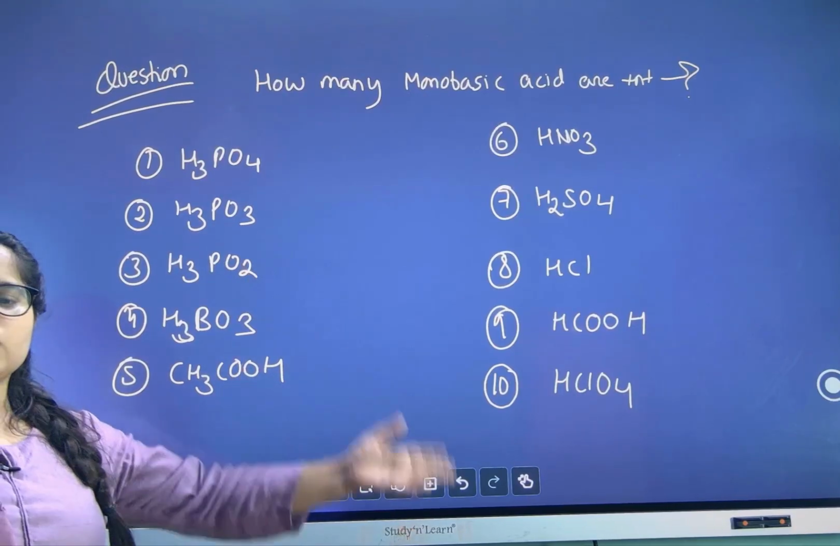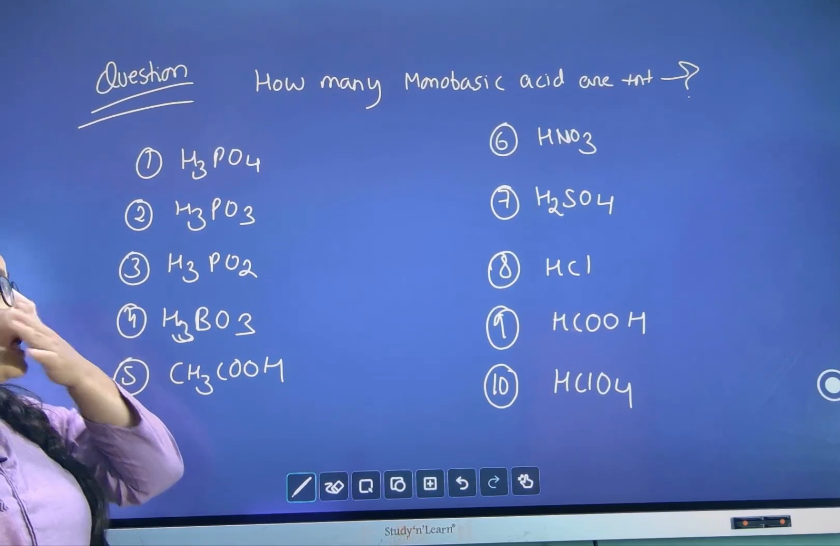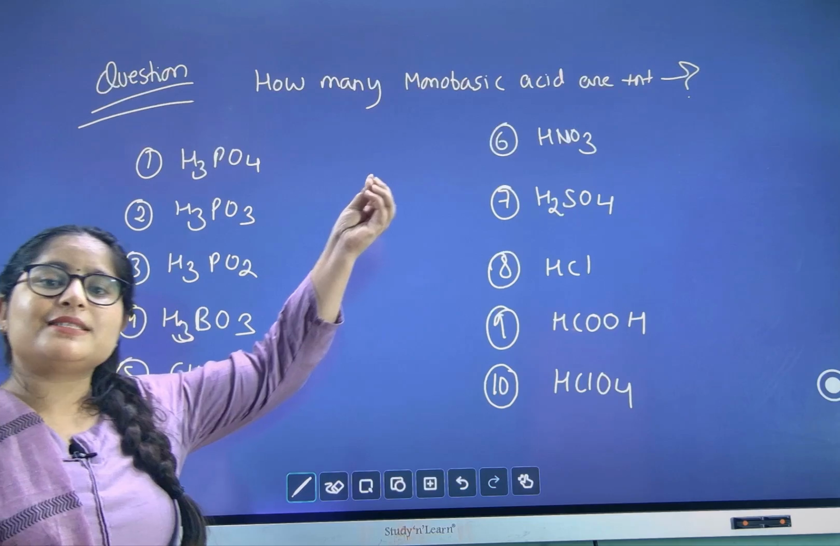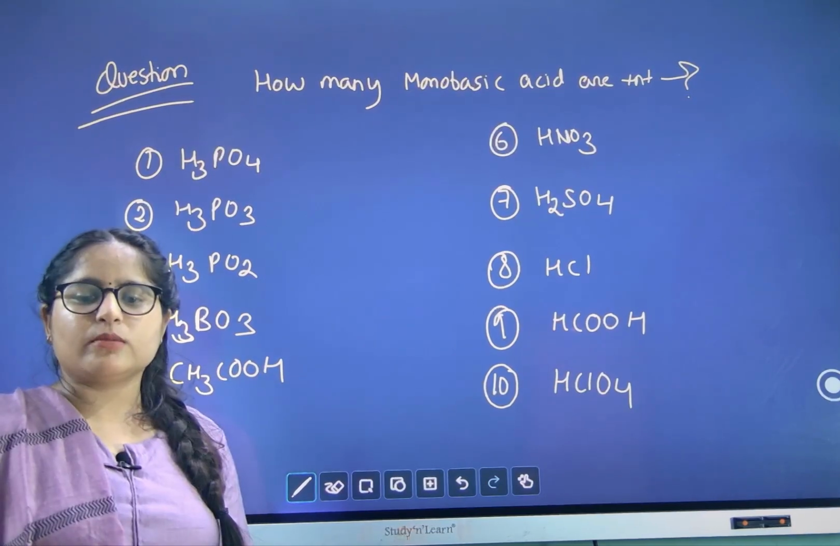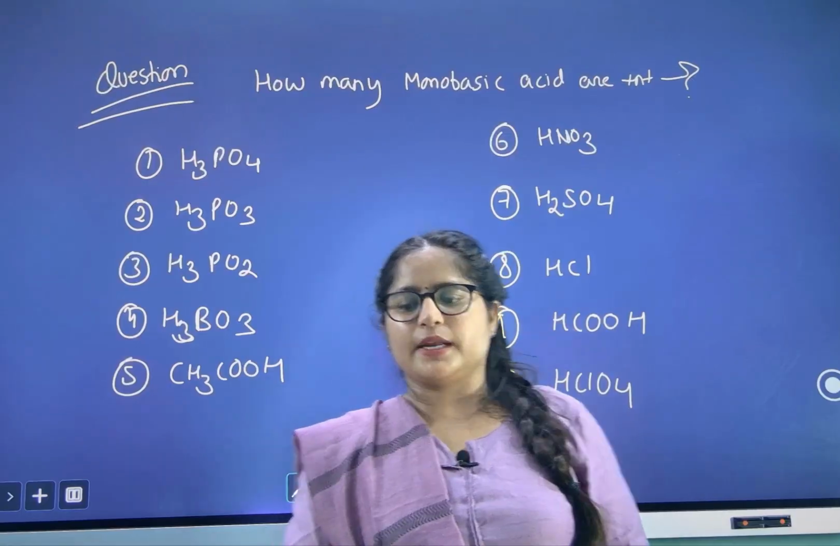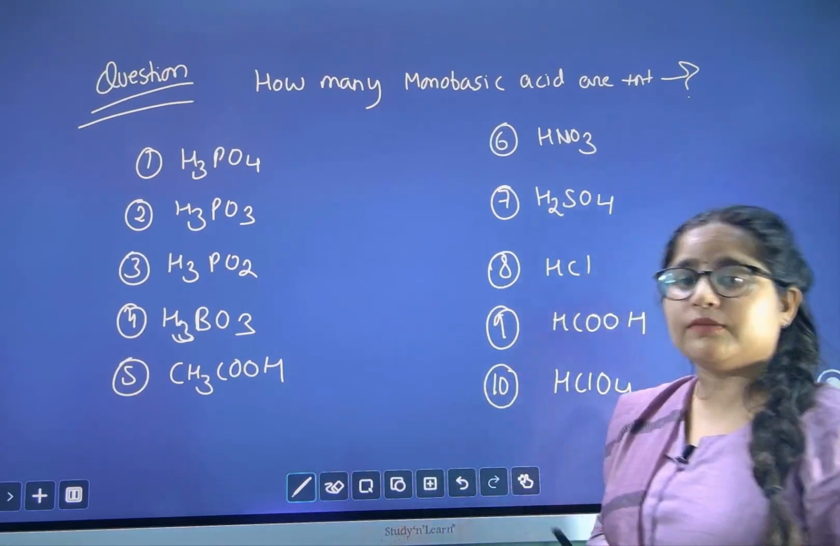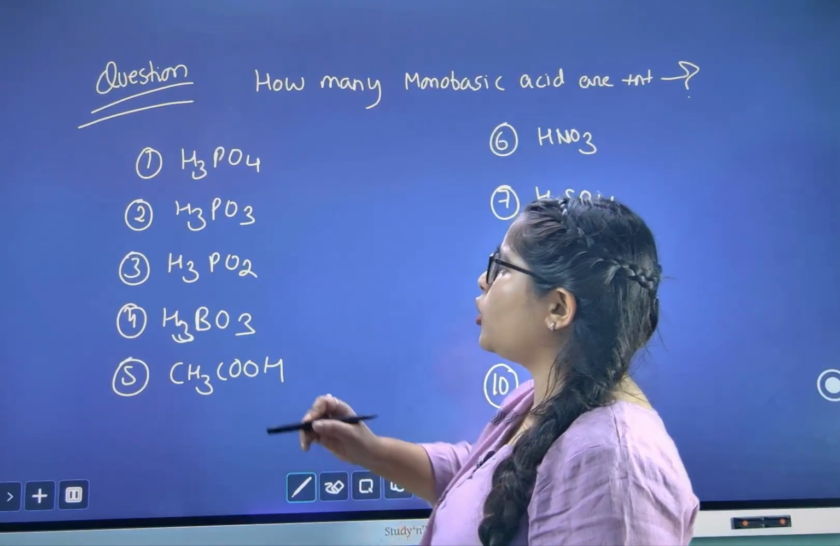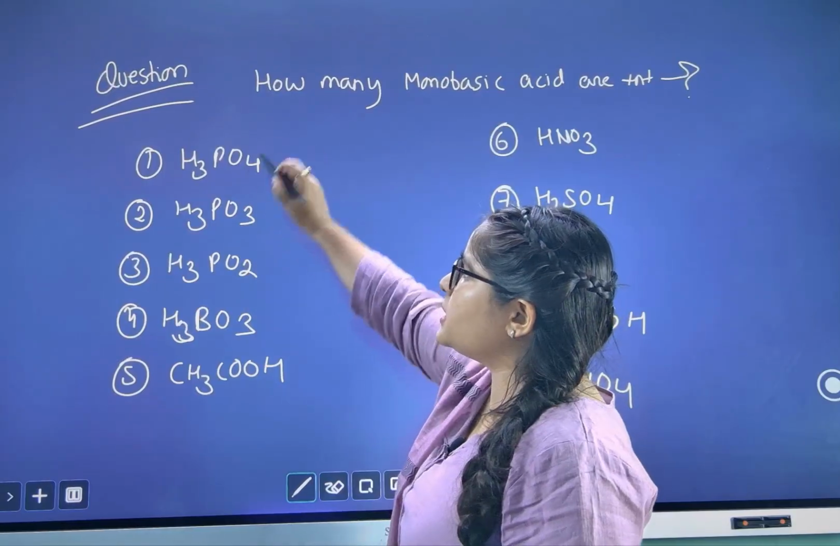Okay, these are the questions. So what am I asking here? I am asking here, monobasic acid. Can we solve quickly? Just now I have told you about the oxy acids of phosphorus.